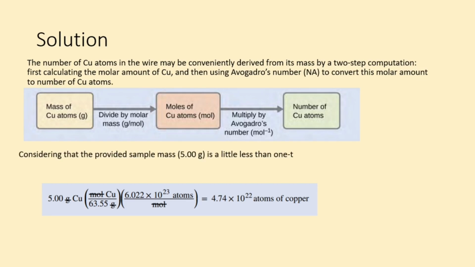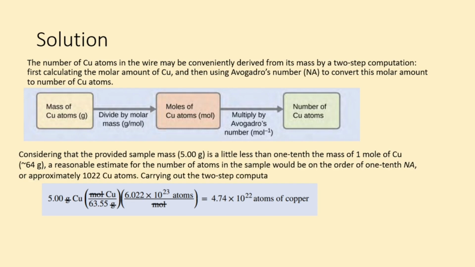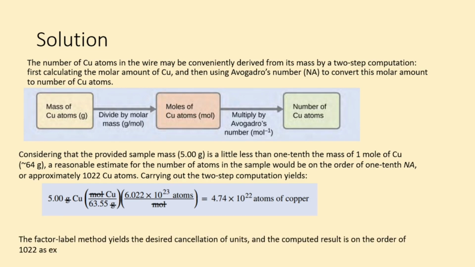Considering that the provided sample mass, 5.00 grams, is a little less than 1/10 the mass of 1 mole of copper, 64 grams, a reasonable estimate for the number of atoms in the sample would be on the order of 1/10 NA, or approximately 10^22 copper atoms. Carrying out the two-step computation yields the following. The factor label method yields the desired cancellation of units, and the computed result is on the order of 10^22 as expected.